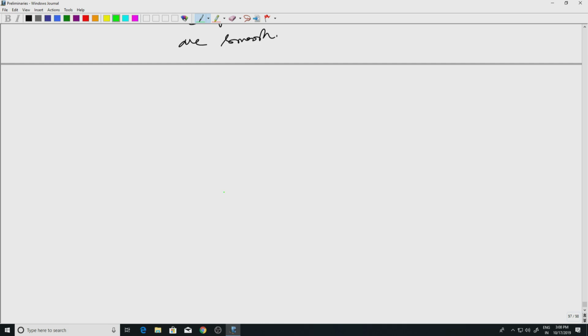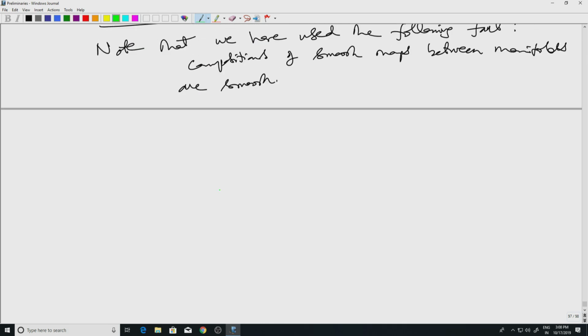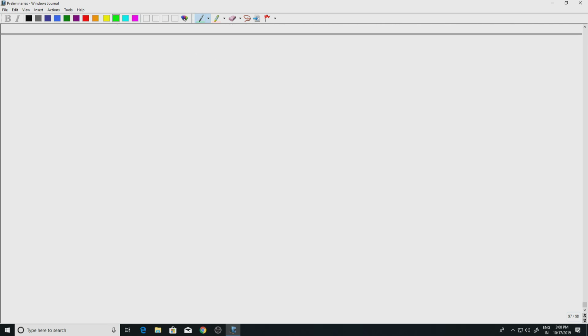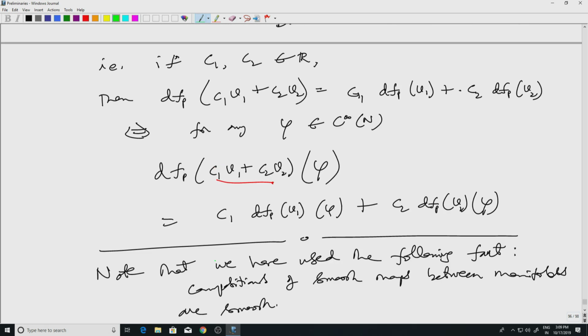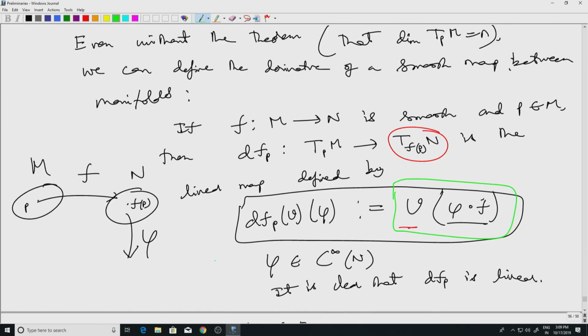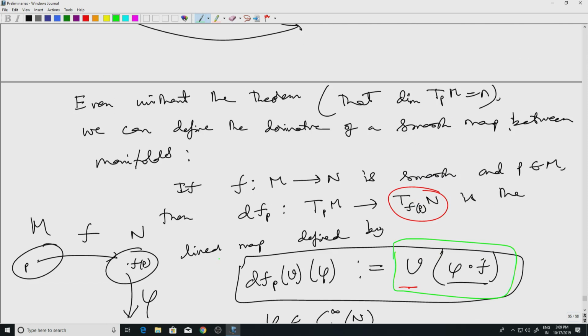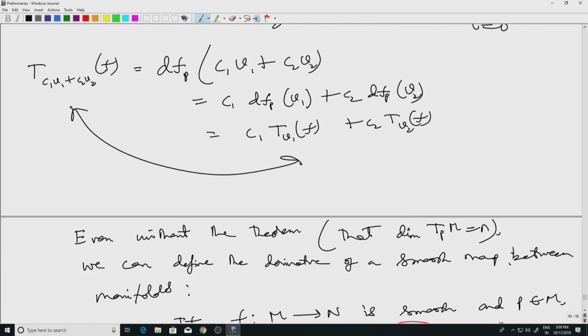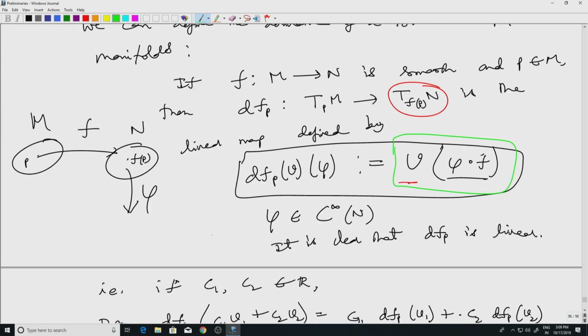Now, to prove that the tangent space is finite dimensional, I'll need to talk a bit more about differentials of smooth maps. Then we'll put all of the various things together and get the finite dimensionality.